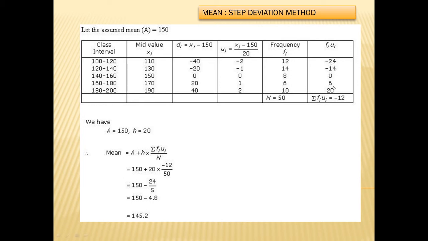Whatever numbers you are getting, add all those numbers. That comes under sigma fi ui. Now everything is substituted in the formula. Now we know capital A, we know the class length, we know sigma fi ui, and we already know the frequency. So add all that to get sigma fi ui, substitute everything in the formula. Then this is the result for mean in step deviation.